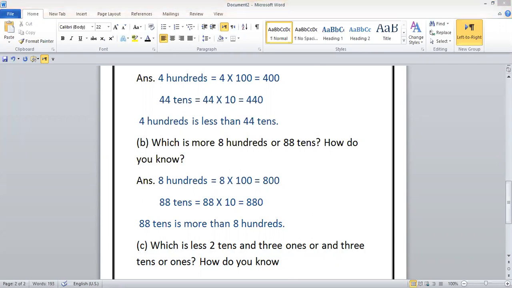I will tell you how you will solve it. Just write 2 tens, which means 2 multiplied by 10, and 3 ones means only 3. 20 plus 3 is 23. And 3 tens and 2 ones means 32. So you have to check which is less, 23 or 32. Try it at home. If you cannot do it, I will do it in the class.